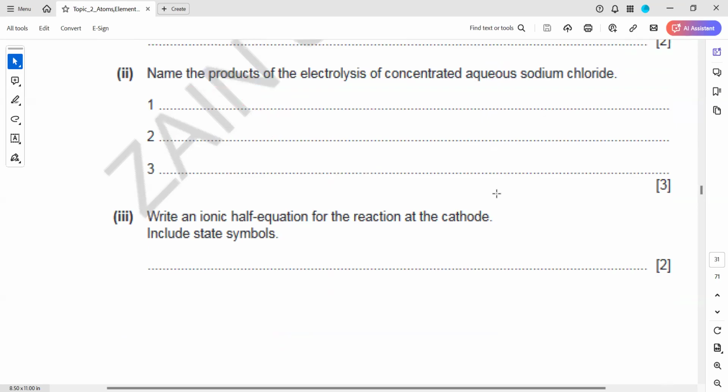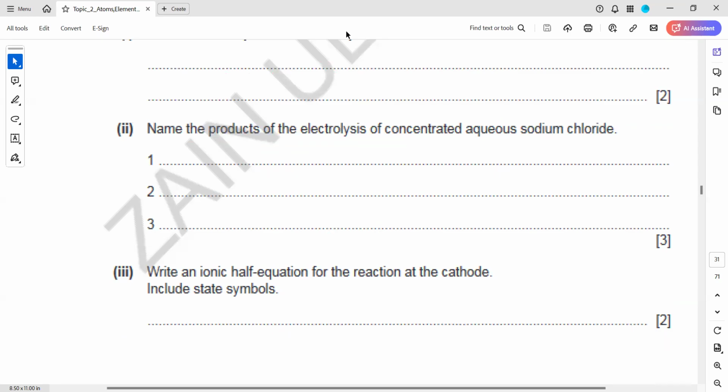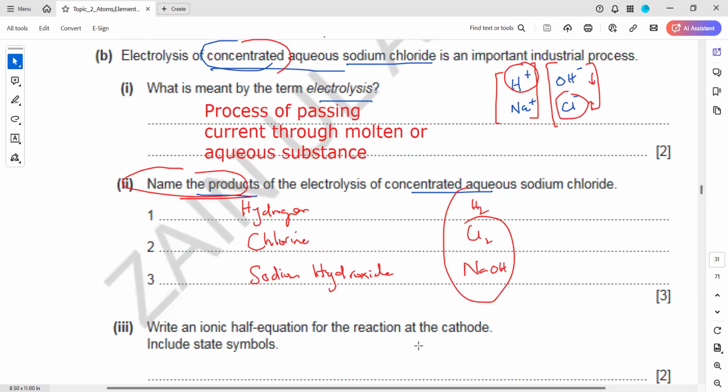Write an ionic half equation for the cathode. Which ion will move towards the cathode? Hydrogen, good. H+ plus one electron gives H, but it's a non-metal, so 2H+ plus two electrons gives H2. Is it clear?